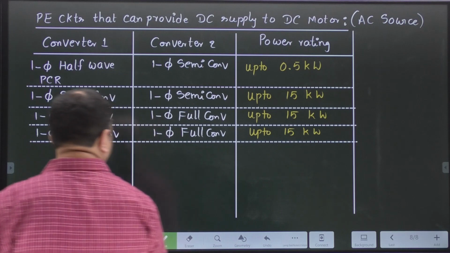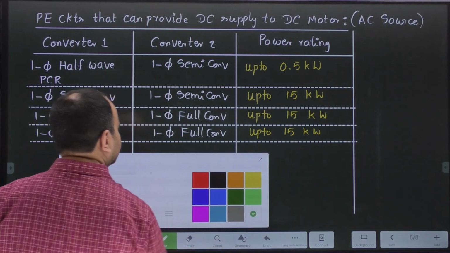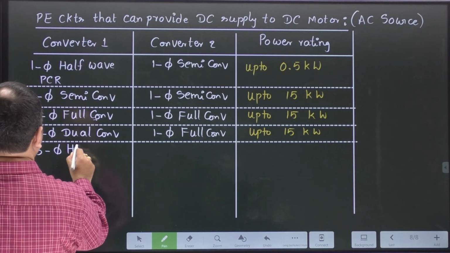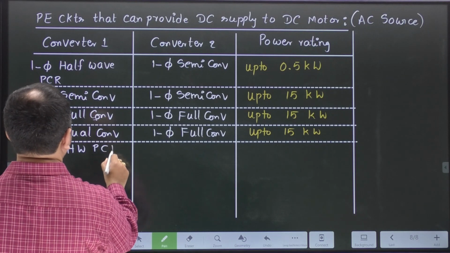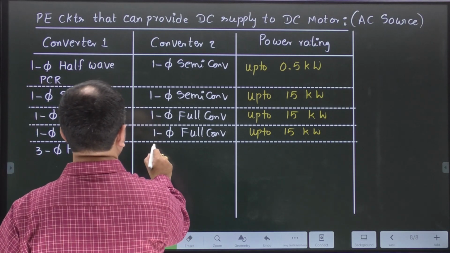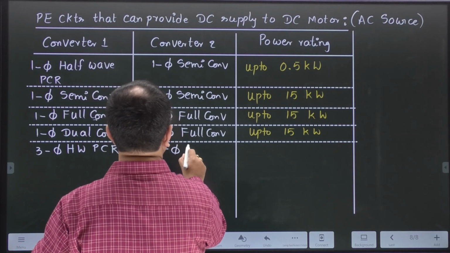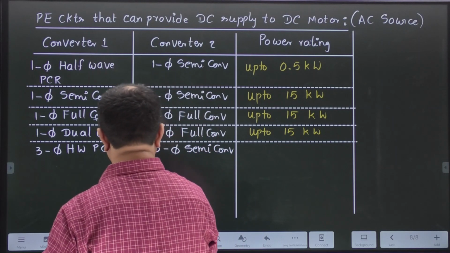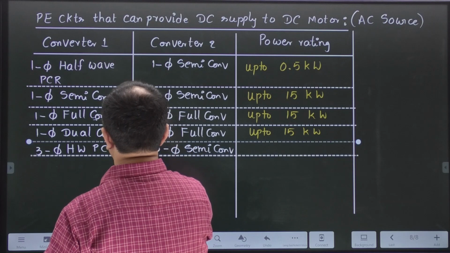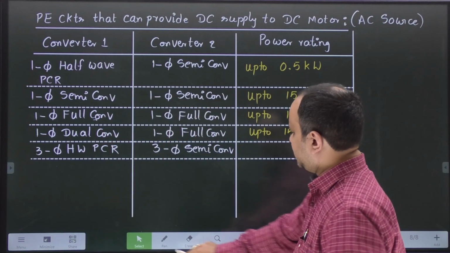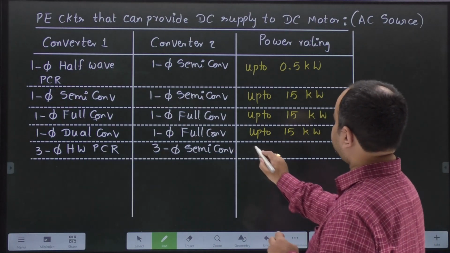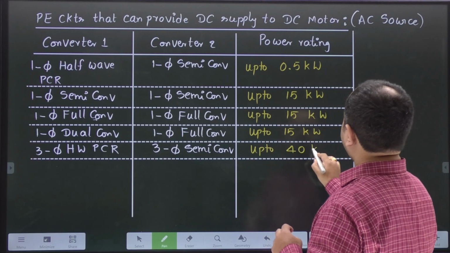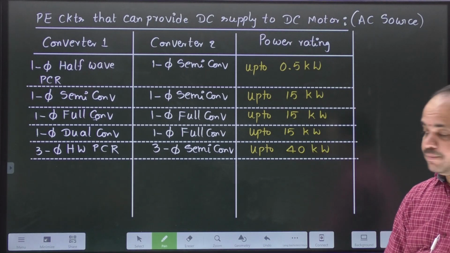Okay. Now suppose if the source is 3-phase AC source, in the armature side 3-phase half wave phase controlled rectifier, in the field side 3-phase semi converter. In this case, this combination can be used for power ratings up to 40 kilowatt. Okay, up to 40 kilowatt.